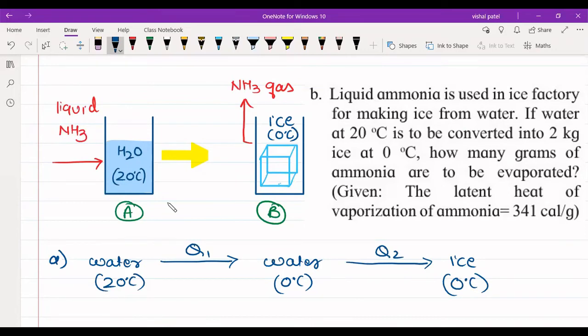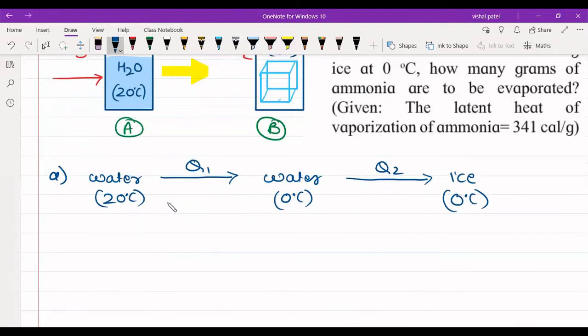So in figure A, I was having H2O as liquid, and in figure B I'm having H2O in solid form. So when I convert water to ice, what is actually happening? Water is losing heat. Is that correct? So heat lost by water to form ice equals Q1 plus Q2.